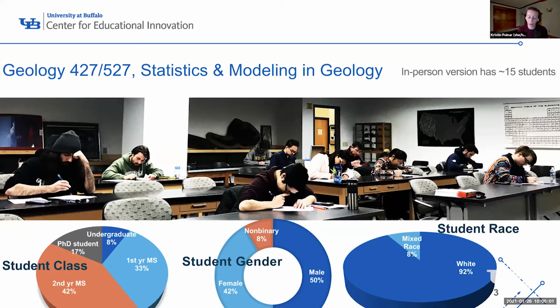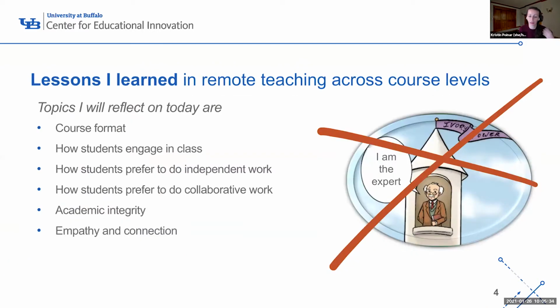The gender is closer to parity than in my intro class, and that reflects the graduate composition of my geology department. But the race is quite homogeneous and not diverse, and this is a well-known problem in geology at UB and in geology nationwide that we're working to address. But regardless of those diversity issues, I'm here today to present some of the lessons that I learned in each course about the attitudes of UB students towards things like course format, how they engaged in the classes, how they did independent work and collaborative work over the course of the semester, academic integrity.